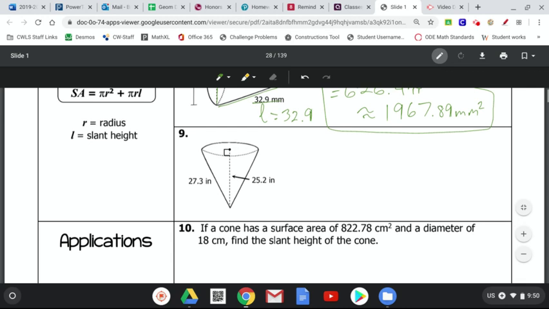Our last one, just like we had to do with the pyramid, this one gives you the slant height. Okay, so we know our slant height is 27.3. They just flip the cone upside down, but if we're going from the circle to the pointy part, 27.3. Okay, and then our radius, we don't know what it is. Now, this is where, going back to chapter 8, we're going to use the Pythagorean theorem again.